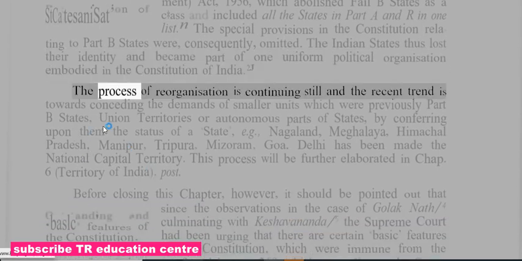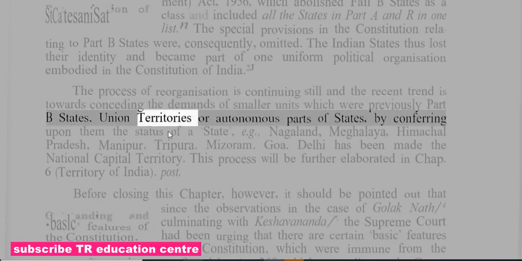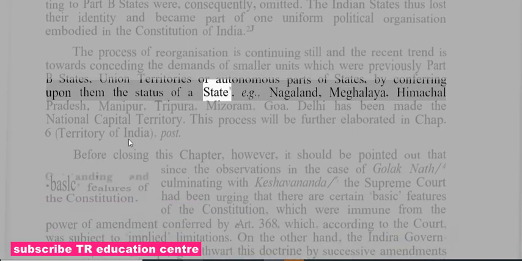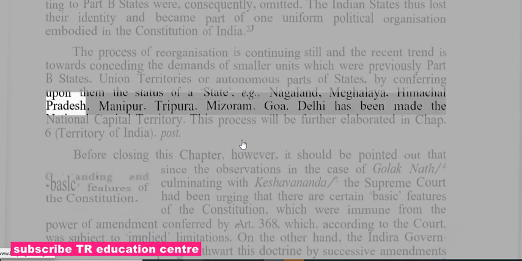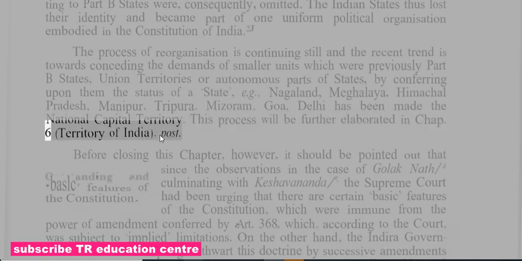The process of reorganization is continuing still, and the recent trend is towards conceding the demands of smaller units which were previously Part B states, union territories or autonomous parts of states, by conferring upon them the status of a state, e.g., Nagaland, Meghalaya, Himachal Pradesh, Manipur, Tripura, Mizoram, Goa. Delhi has been made the National Capital Territory. This process will be further elaborated in Chap. 6, Territory of India, post.